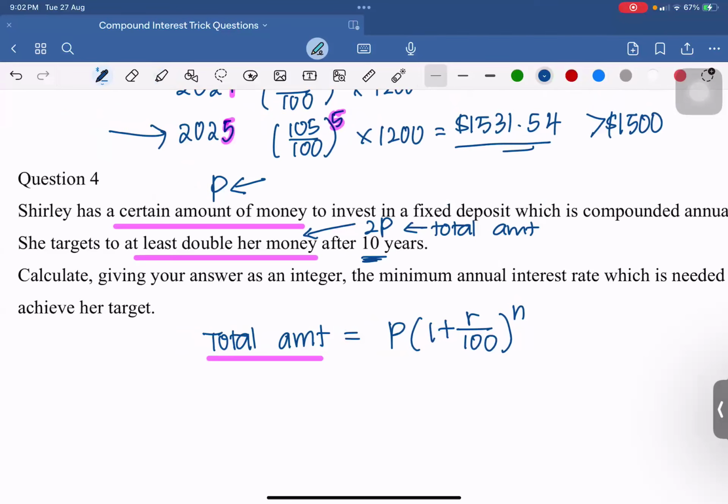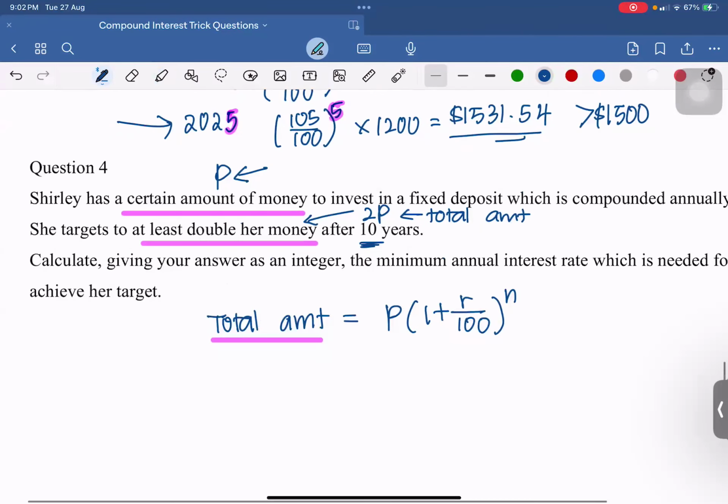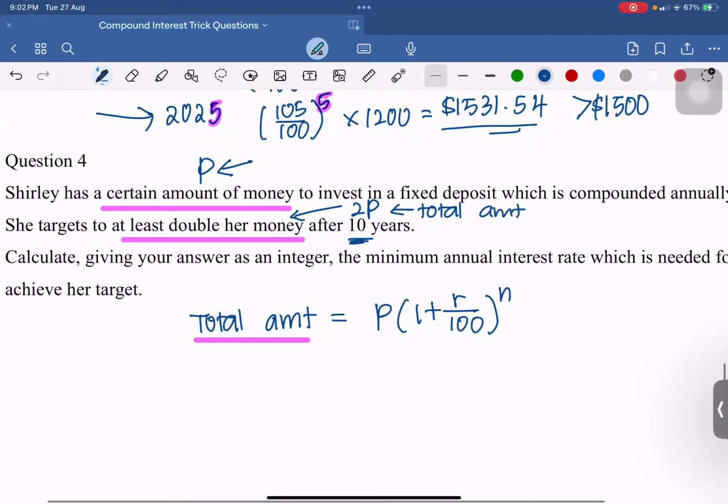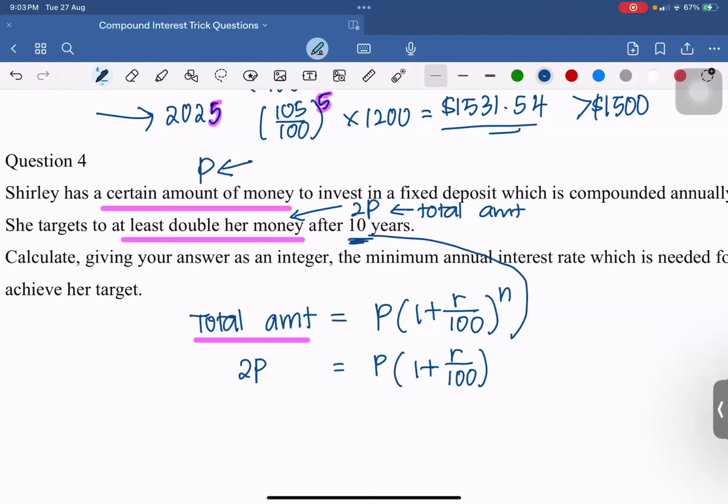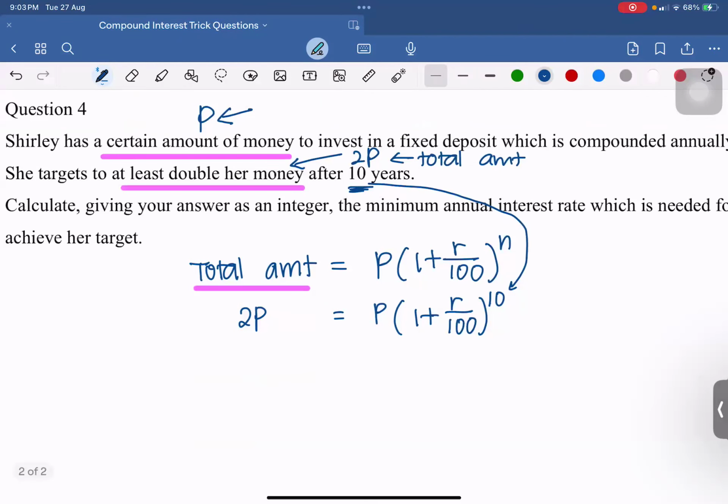Or you can take P plus P. So to at least double the amount, the total amount is 2 times, so it's just 2P. P bracket 1 plus interest rate, I do not know, but the power, how many years? 10 years. So the question now is, I don't understand how to do it, there are so many unknowns, so one at a time. This is P times the whole thing, right?